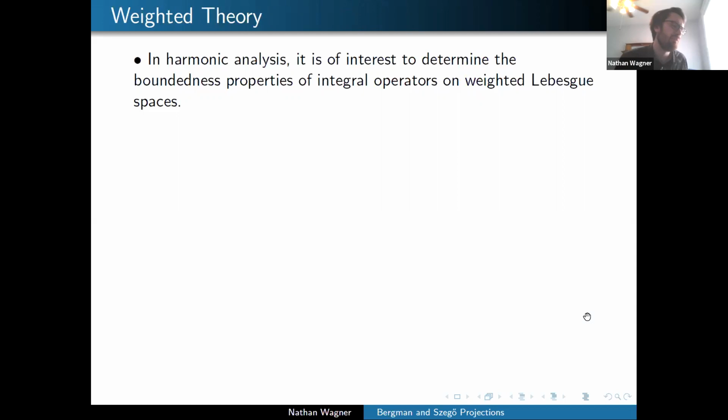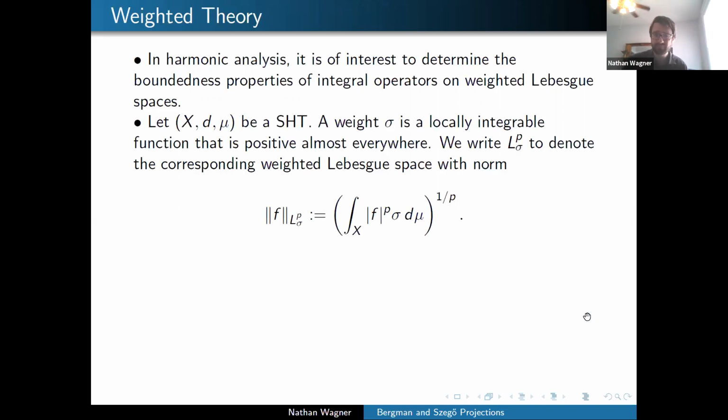Okay, so one advantage, we talked about all the L^p theory. So another question you might ask is about weighted theory for these operators. When are they bounded on weighted Lebesgue spaces? So that's often an important question in harmonic analysis.